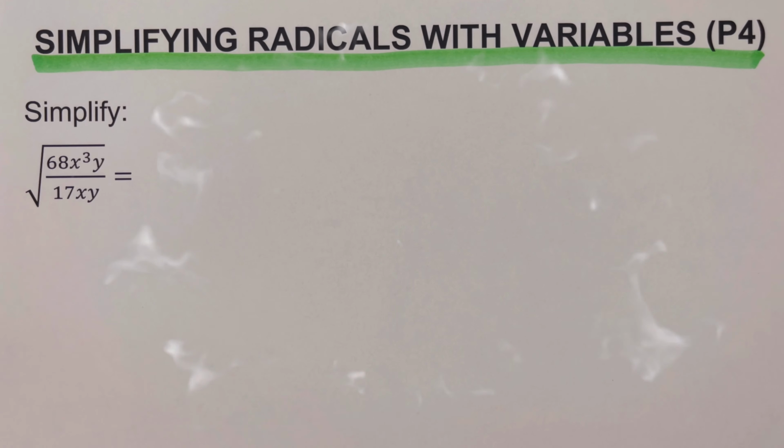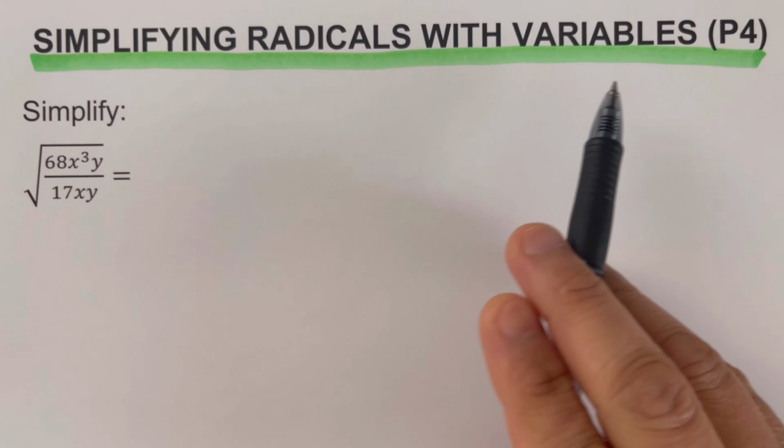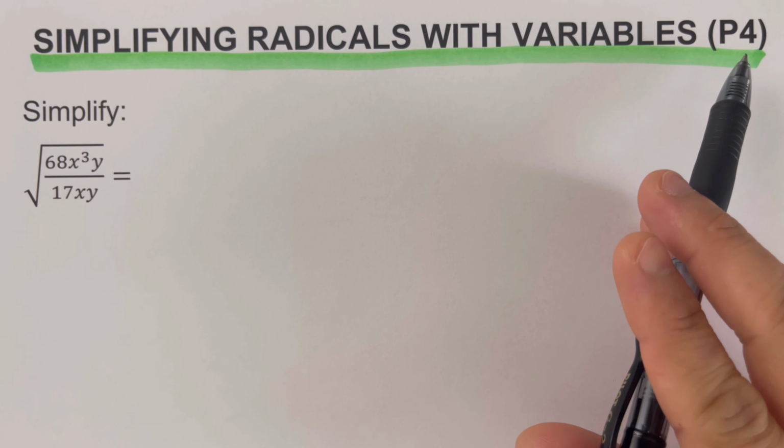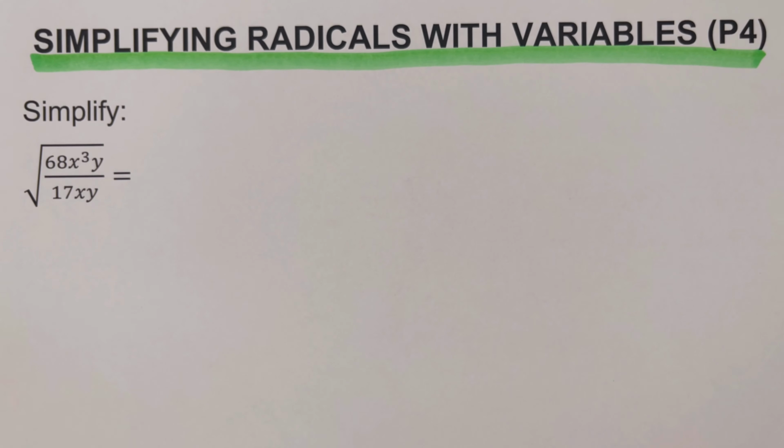Everyone, this video will show the easiest way to simplify radicals with variables, and this is the fourth part. In this part, our radicand is in fraction form.